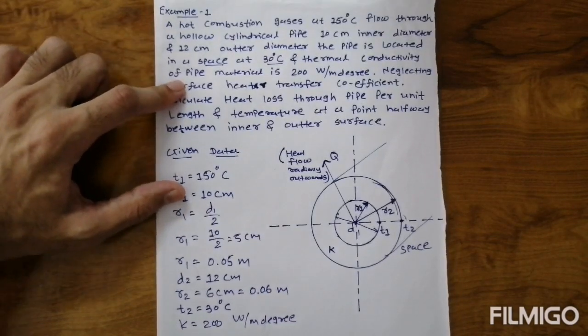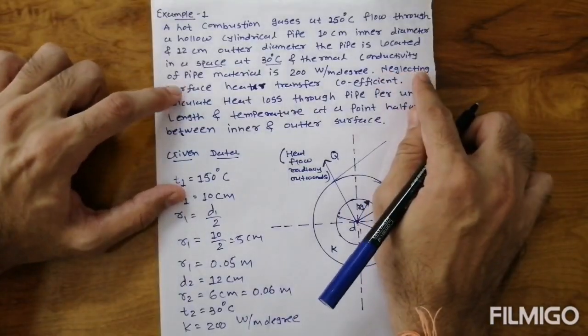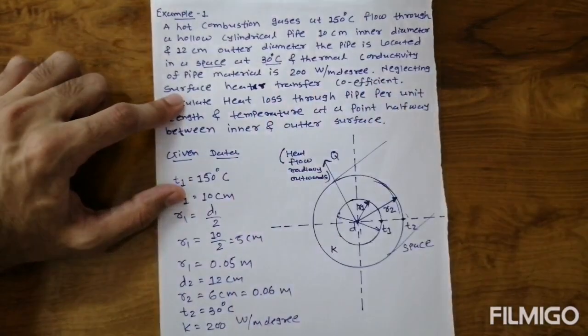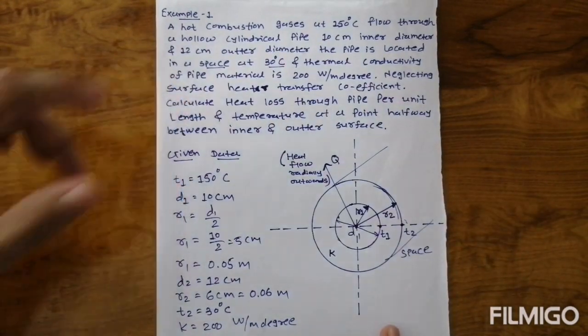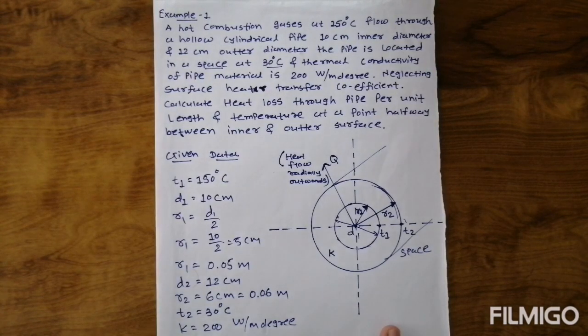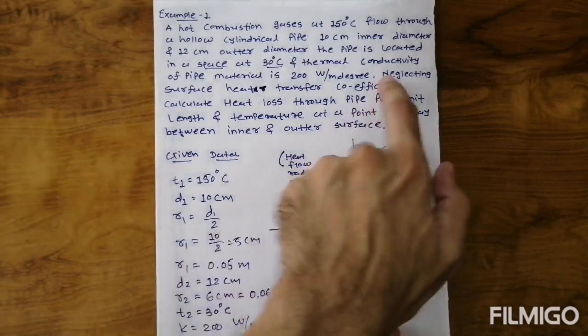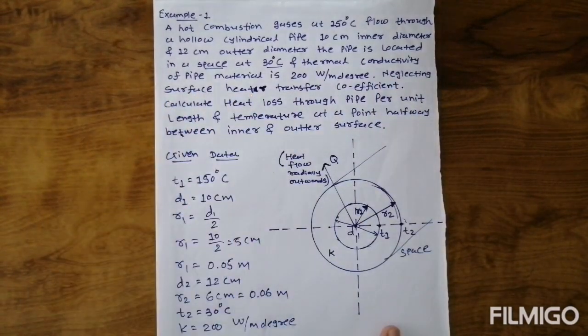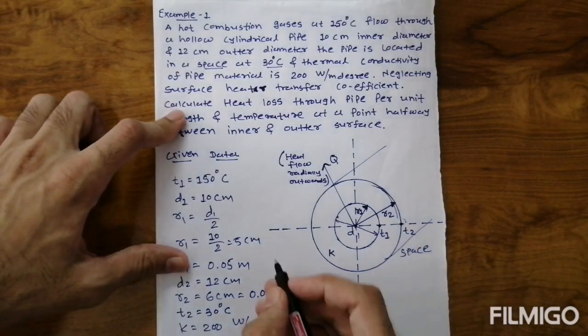Okay, then next, neglecting surface heat transfer coefficient. Neglecting surface heat transfer coefficient, it means what? We are neglecting the H. H means surface heat transfer coefficient. And where do we use H? Whenever we consider convection, at that time H will be considered. But here it is already mentioned that we neglect the surface heat transfer coefficient, so H will be neglected.